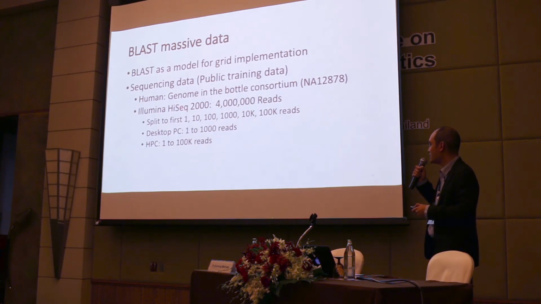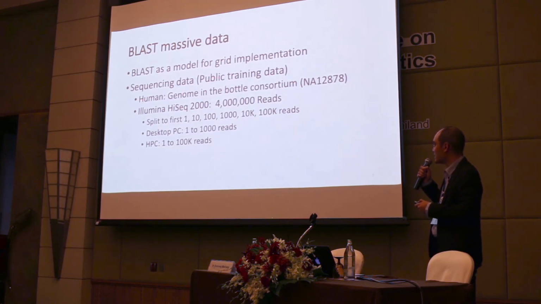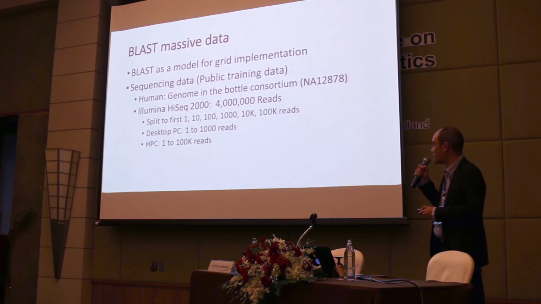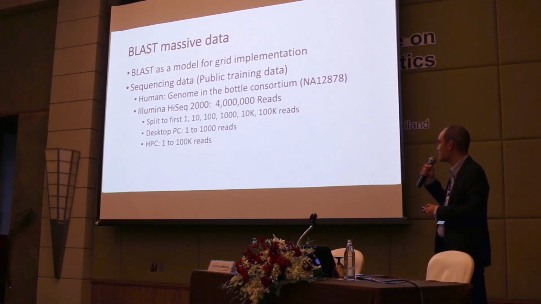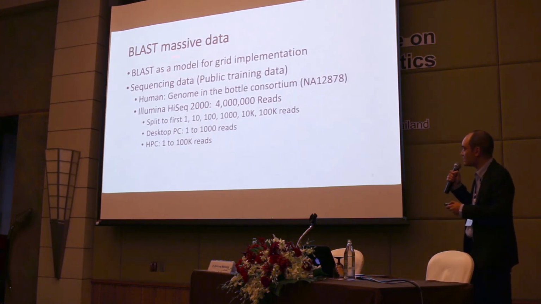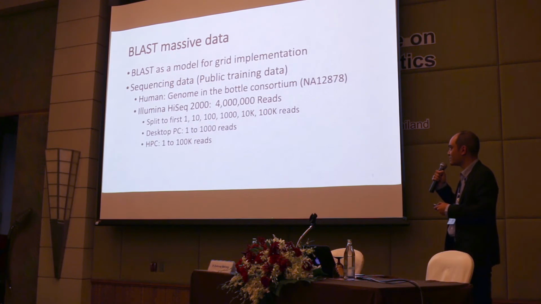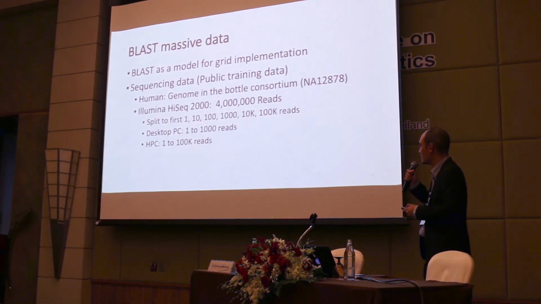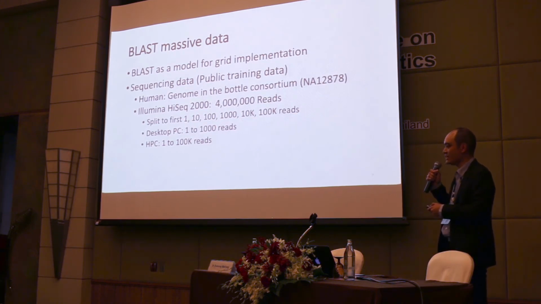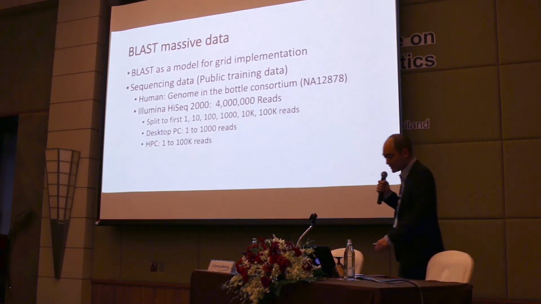It is the DNA sequencing from the human genome. There's a training set downloaded from the Genome in a Bottle Consortium. It's from the Illumina HiSeq platform. It contains 4 million reads. So we will not be able to use BLAST to analyze this many reads at a time. So we split the file into multiple sizes: the first 1, 10, 100, 1,000, 10,000, 100,000 reads. For that, we could do analysis on the desktop computer up to 1,000 reads, and on the high-performance computer up to 100,000 reads.